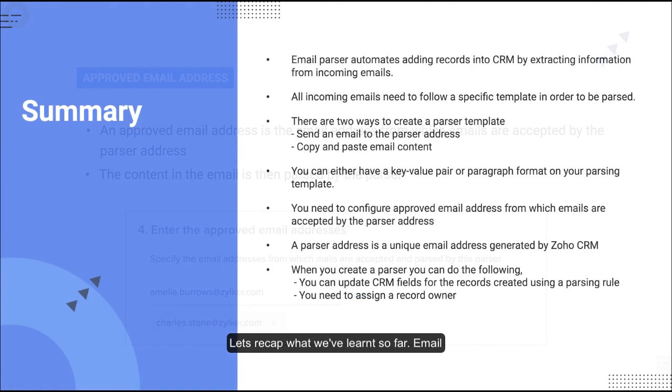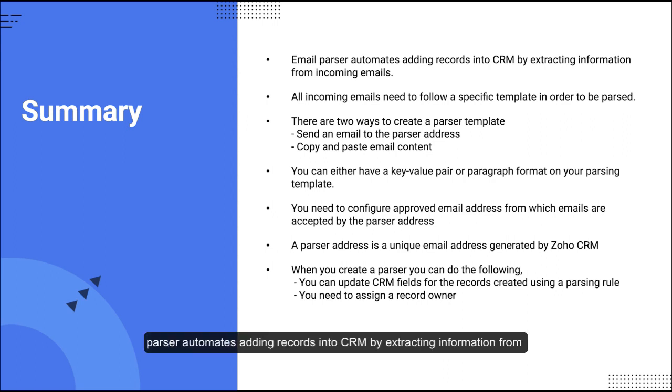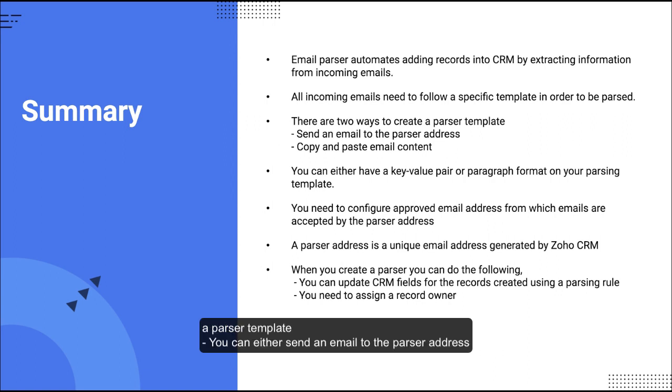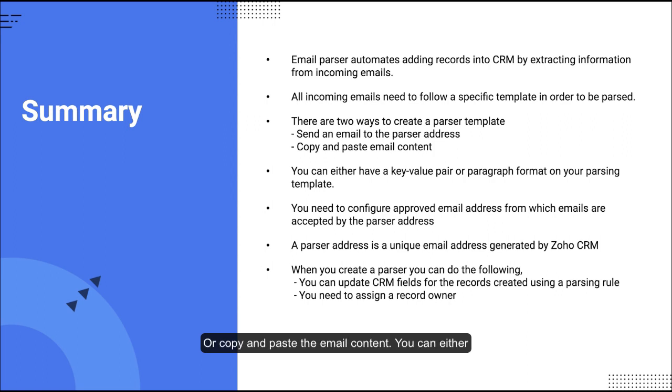Let's recap what we've learned so far. Email parser automates adding records into CRM by extracting information from incoming emails. All incoming emails need to follow a specific template in order to be parsed. There are two ways to create a parser template. You can either send an email to the parser address or copy and paste the email content.